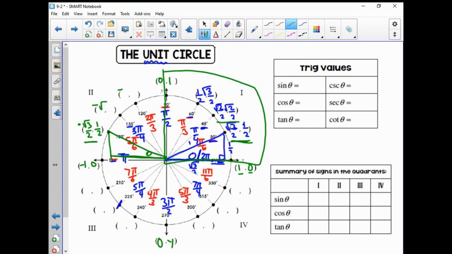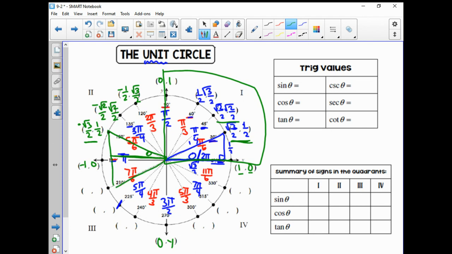So I've got this negative square root of 2 over 2, square root of 2 over 2, and then negative 1/2 matches with the square root of 3 over 2. All right, same thing for quadrant 3. Go ahead and just fill it in.